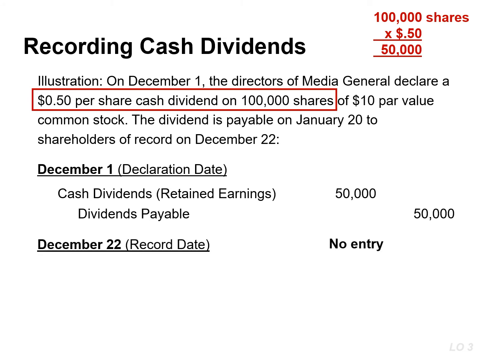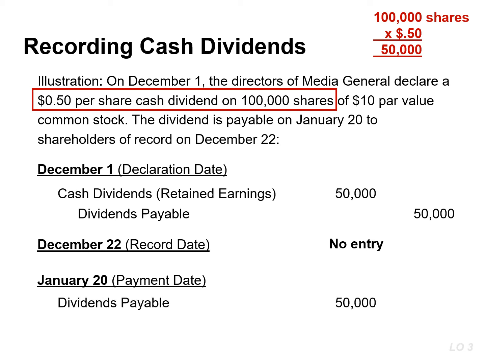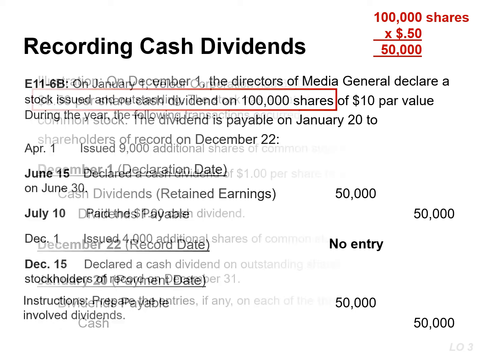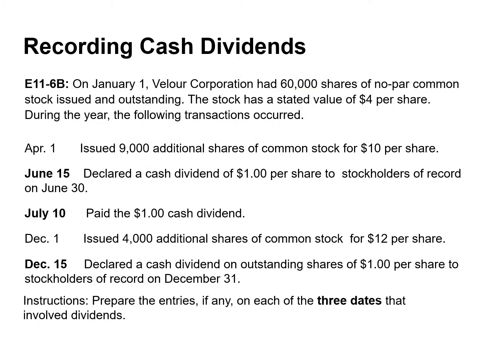No entry is required on the record date. On the payment date, the company makes cash dividend payments to the stockholders and records the payment by debiting dividend payable for $50,000 and crediting cash for the same amount. Cash dividends cause a decrease in both assets and equity, or more specifically, retained earnings. This is a great exercise to practice recording cash dividend journal entries. The solution to this exercise will be provided in another document.